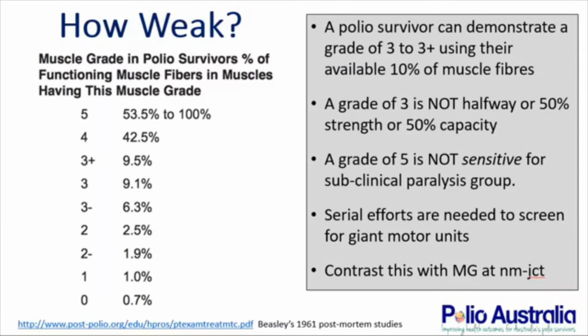Serial efforts are needed to screen for giant motor units. If we just test a survivor once, they can go into full recruitment of all those giant motor units and they can certainly present as a 5. But if you test them again, maybe 3 or 4 times, within a relatively short period of time, you may see a drop-off in the grading of their muscle group. So we need to detect if there is a fade effect.